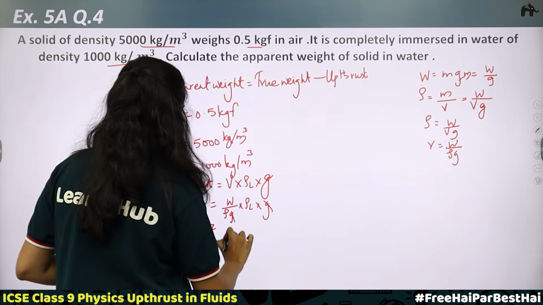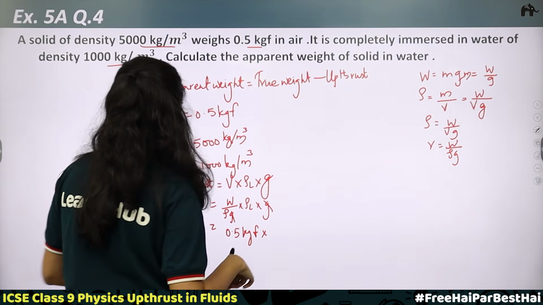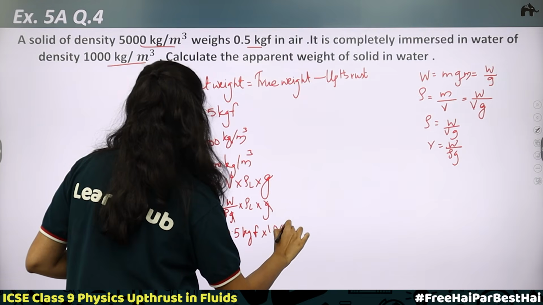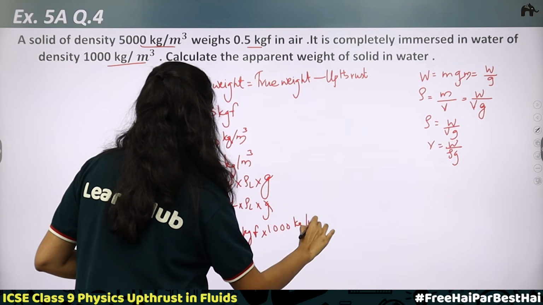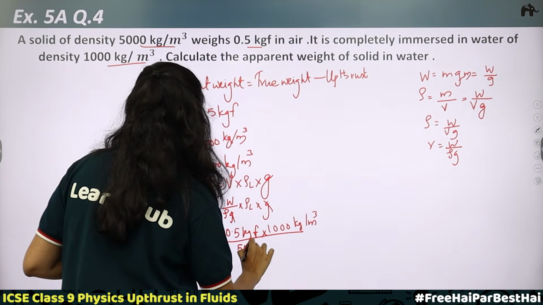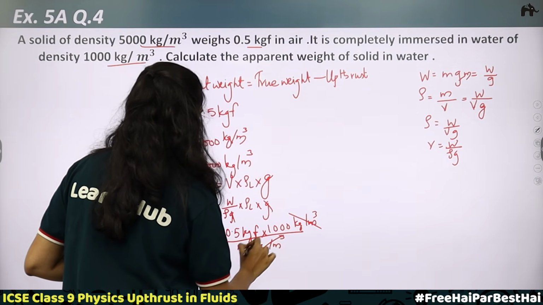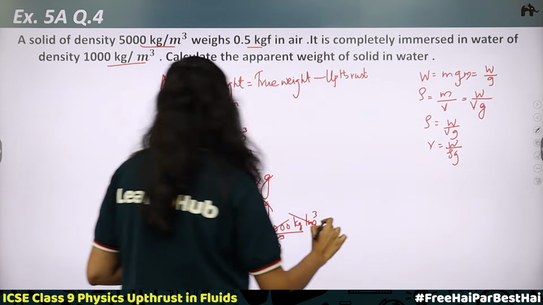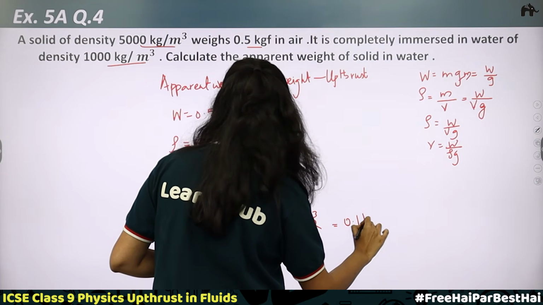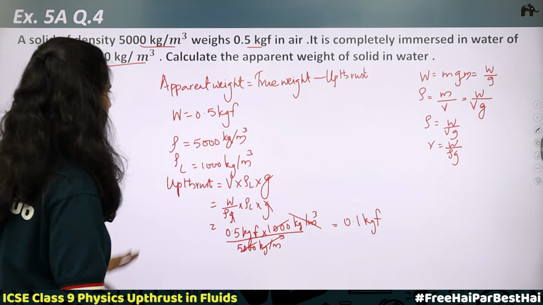Now what is the weight? 0.5 kilogram force into density of the liquid, 1000 kilogram per meter cube, divided by the density of the object, which is 5000 kilogram per meter cube. Zeros can be cancelled. 0.5 kilogram force divided by 5 is equal to 0.1 kilogram force. So this is the upthrust. You got the value of upthrust.